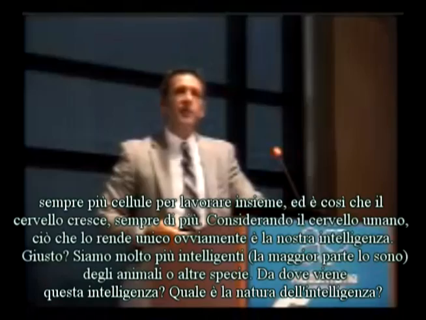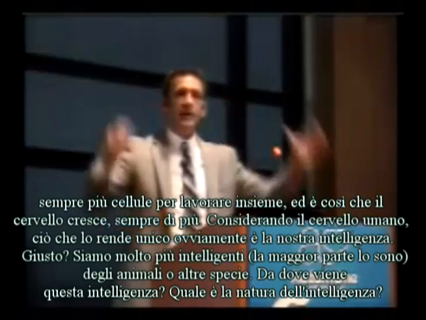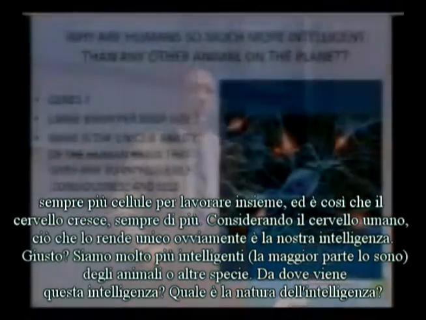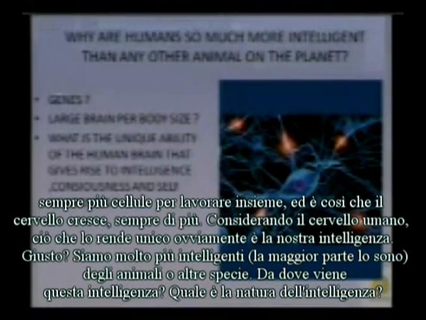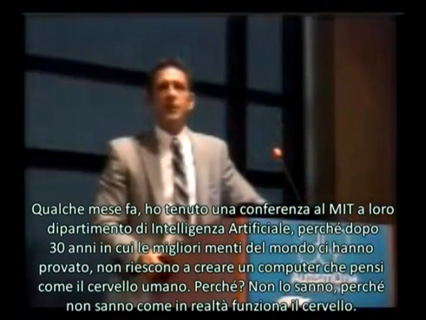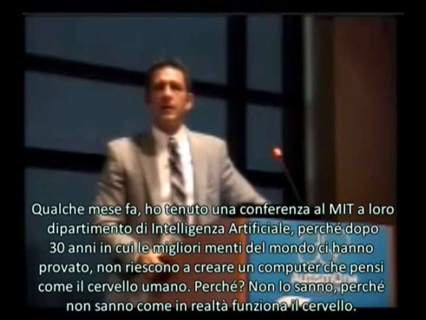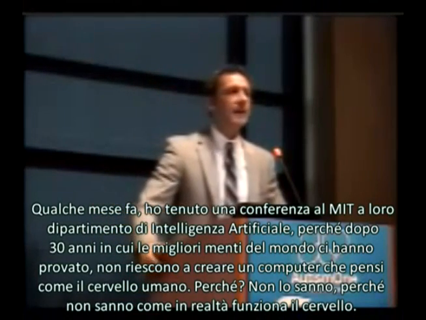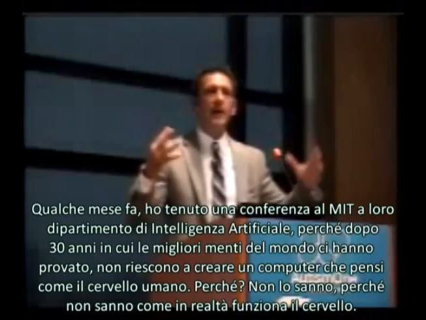When we look at the human brain, what makes it unique is obviously our intelligence, right? We are much more intelligent, most people are, than animals or other species. Where does that intelligence come from? What is the nature of intelligence? I just did a lecture a few months ago up at MIT to their artificial intelligence department, because after 30 years of the best minds in the world, they can't make a computer that thinks like a human brain. Why? They don't know why, because they don't know how the brain actually works.